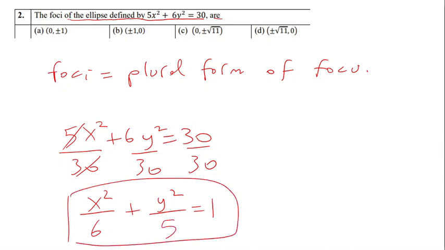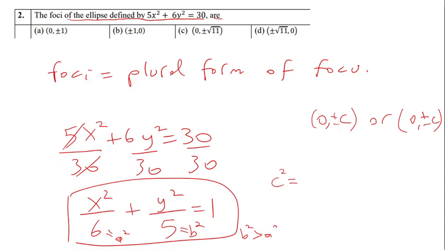Now the foci might be (0, c). The foci are like (0, plus or minus c), or (plus or minus c, 0). And here our a squared is this, and here our b squared is this. Now, what's the relation for c squared? It will be the big one minus the small one. Which one is bigger? So a squared is bigger than b squared, so you write a squared minus b squared. So c squared will be 6 minus 5, so c will be plus or minus 1.